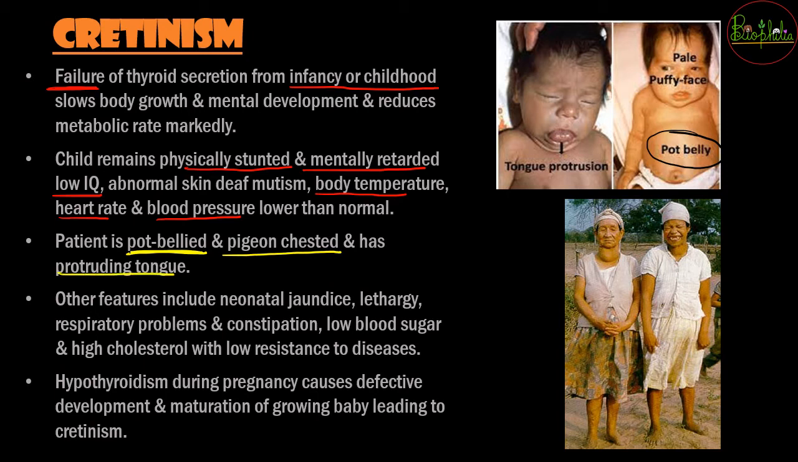There will be protruding tongue, there is going to be puffy face, pale होगा बच्चा, उसमें ज़्यादा ऐसे hemoglobin वगैरह कम होगा, because thyroid is also going to help in erythropoiesis, which is the production of RBCs. So अगर thyroid hormone कम है, RBCs produce less होंगे, so it is a pale appearance of the patient. There is also going to be chances of neonatal jaundice, lethargy, यानी उसको कुछ भी करने की इच्छा नहीं होगी. There might be respiratory problems, digestive problems like constipation, low blood sugar होगा because there is no metabolism.